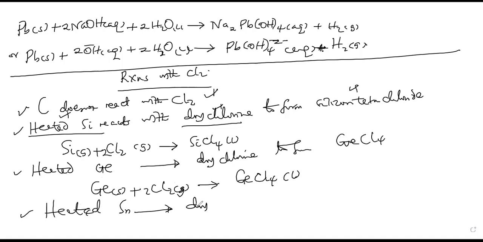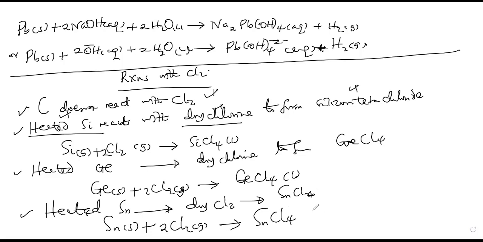Then we've got heated tin, which reacts with also dry chlorine to form tin 4 chloride. You have to write the word. So we shall have tin plus 2 chlorine molecules. We are forming tin 4 chloride, liquid. That is tin. For lead, it must be also heated. Heated lead reacts with, when you're describing, you have to write words. Heated lead reacts with dry chlorine.